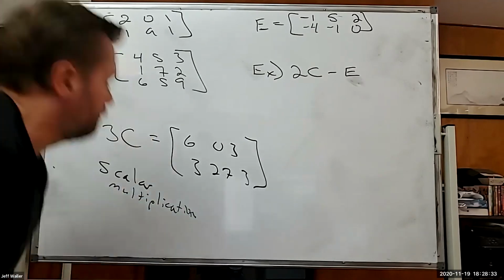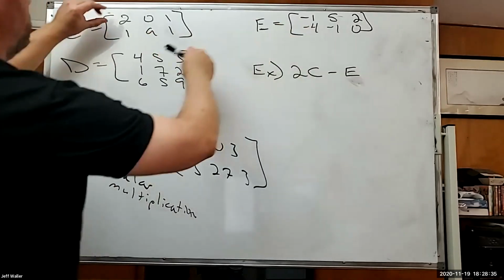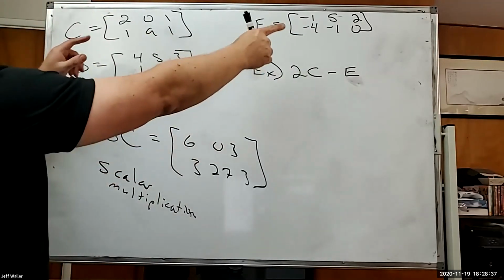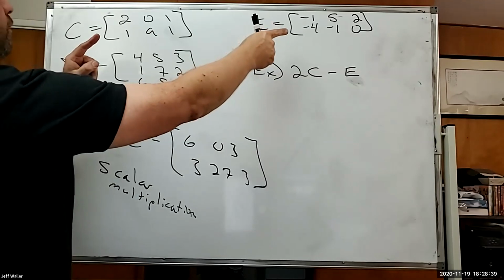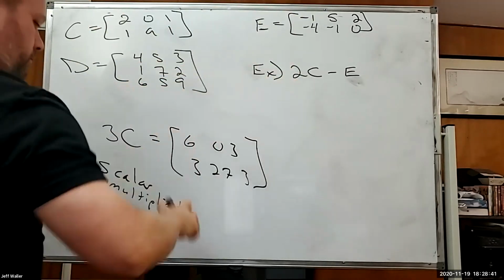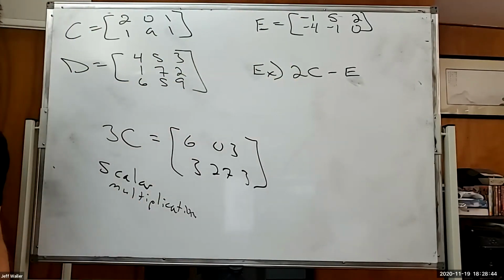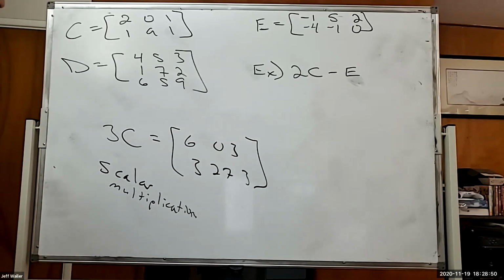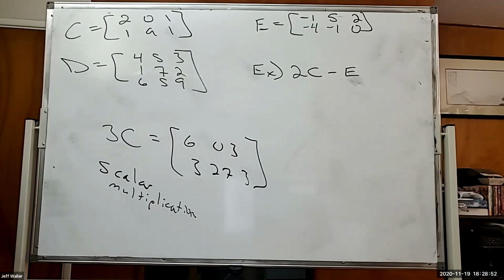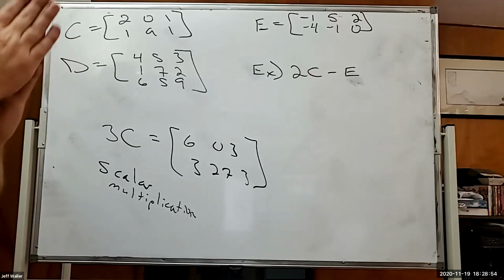Because they're both, what are both of their dimensions? 2 by 3. 2 by 3. So you can do it. So go ahead. I'll stand here. Time flies by.